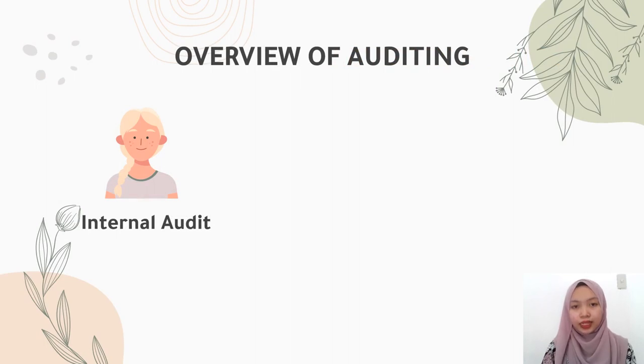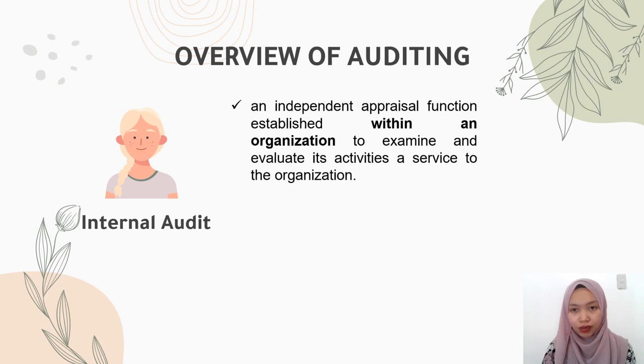Now moving on, the next type of audit we have is internal audit. The Institute of Internal Auditors, or the IIA, defines internal auditing as an independent appraisal function established within an organization to examine and evaluate its activities as a service to the organization. Now, internal auditors actually perform a wide range of activities as compared to external auditors on behalf of the organization, including examining operations' compliance with organizational policies, reviewing the organization's compliance with legal obligations, and the like.